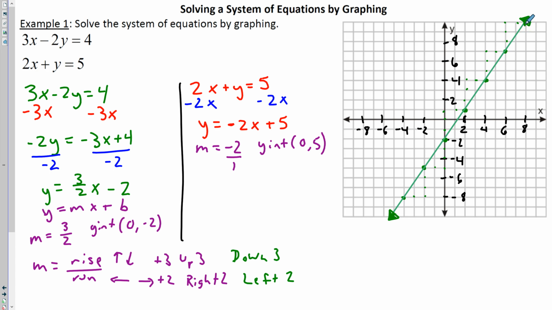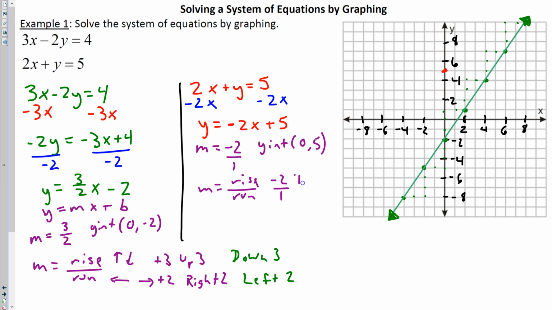Now we want to graph our second line on the exact same graphing plane so we can see where our lines lie with respect to each other. My y-intercept was positive 5, so I'm going to graph that first. And then I can use my slope as rise over run. Now this time we do have a negative, and we want to decide where we want that negative to go. Right now it's on my numerator.